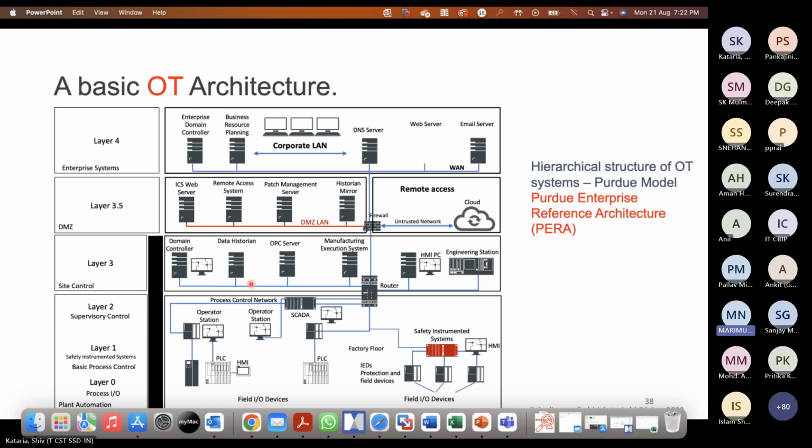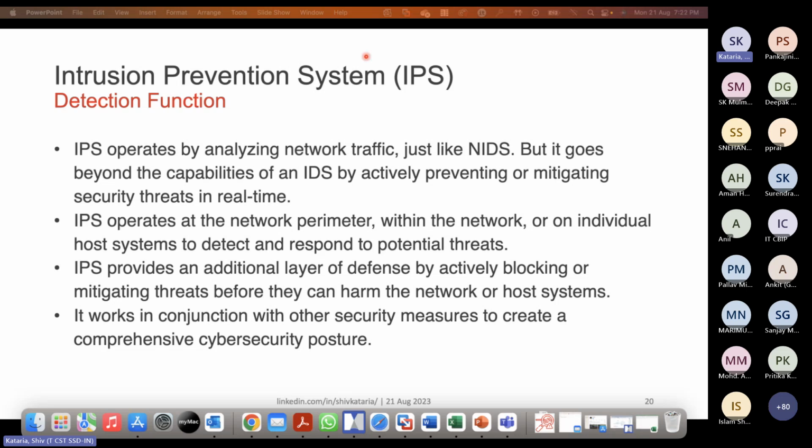Sir, can you explain in detail why IPS is not recommended for OT systems? Okay. So the typical difference between an IDS and an IPS is the capability to basically stop the traffic moving from one location to another location. And that's the one reason that you don't want to use IPS at layer 2 and below.